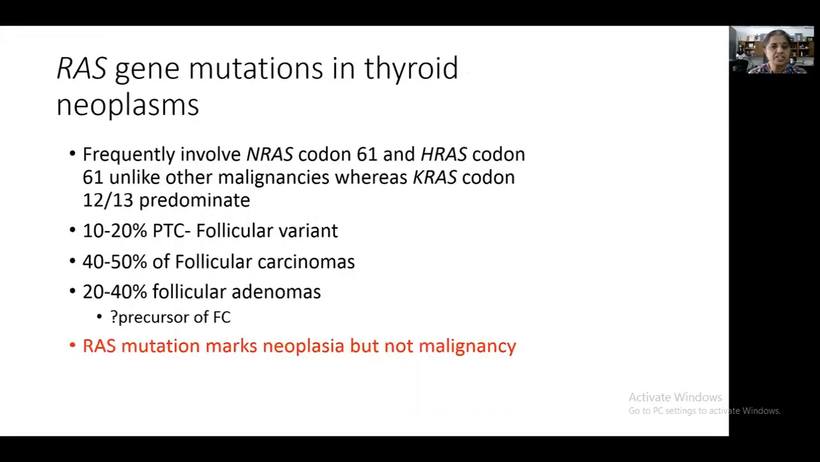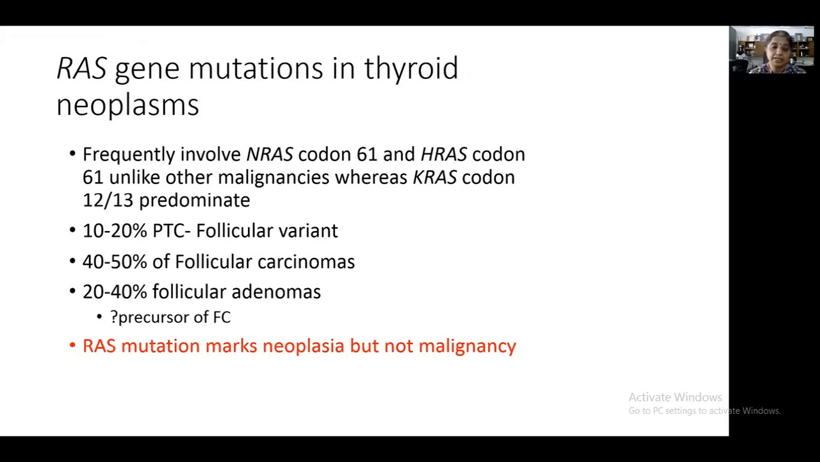Now let's look at the RAS gene mutations in thyroid neoplasms. Frequently, they involve NRAS codon 61 and HRAS codon 61, unlike other malignancies, where KRAS codon 12, 13 predominate. And it is again seen in 10 to 20% of the follicular variant of PTC, 40 to 50% of follicular carcinomas, and 20 to 40% of follicular adenomas.